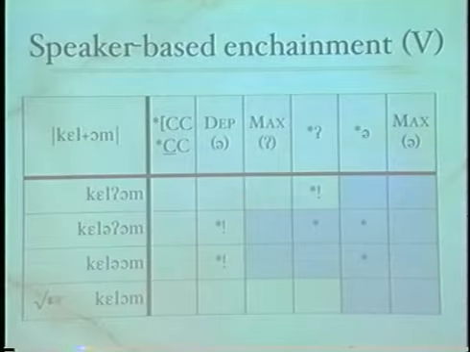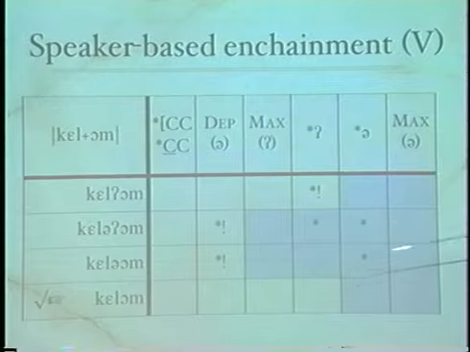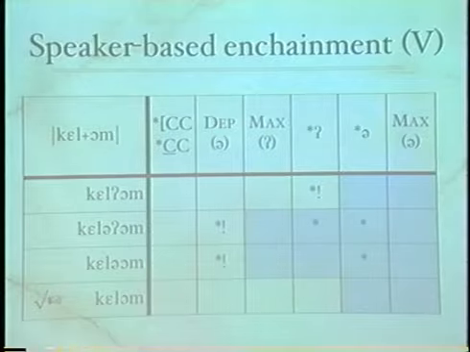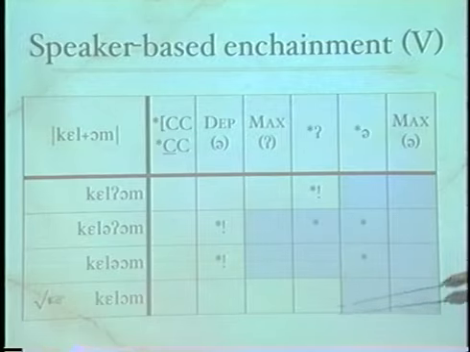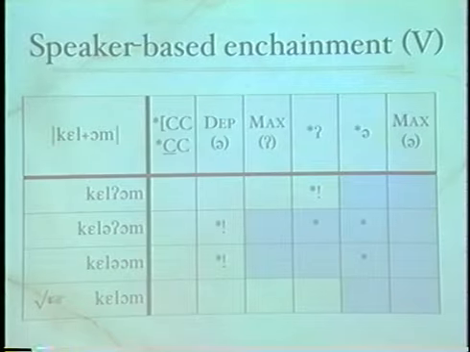It also handles the quel-homme case correctly. Quel-homme violates nothing. Underlying quel-homme and the surface quel-homme, nothing changes, everything is there. No funny structural constraints violated. So no stars in this row at all, and that's the winner, and it's the correct one in French.